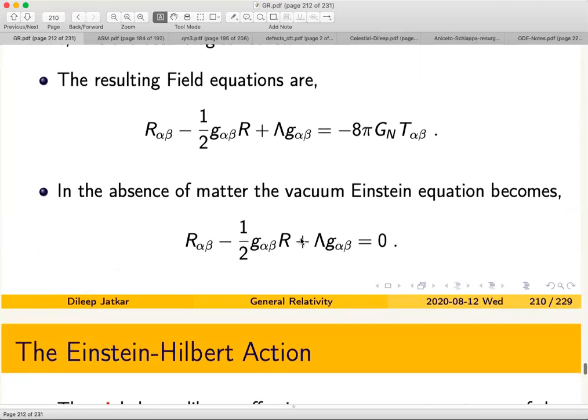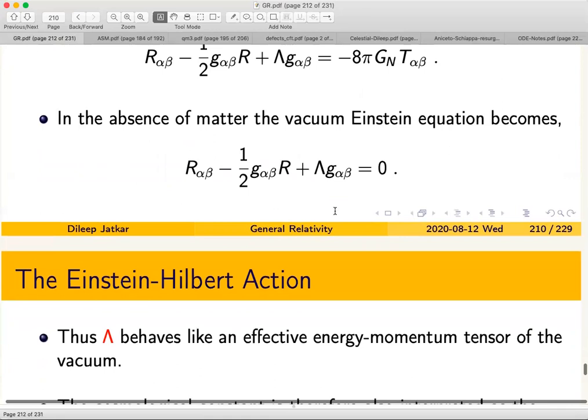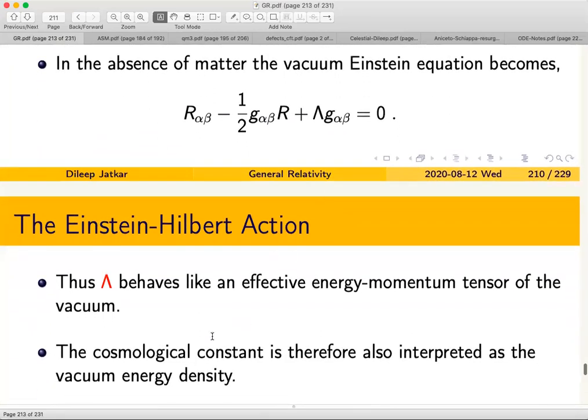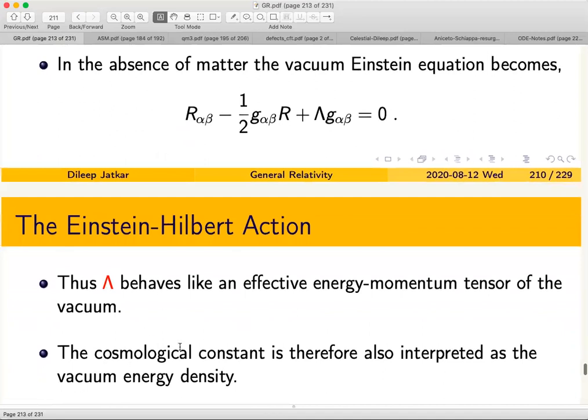Why vacuum energy? Because there is no matter, you are in vacuum, but still you have some non-zero energy, positive or negative, depending upon whether lambda is positive or negative. But since this energy belongs to the vacuum configuration, you actually call it vacuum energy. For quite some time, people called the cosmological constant the vacuum energy density, even now, in fact.